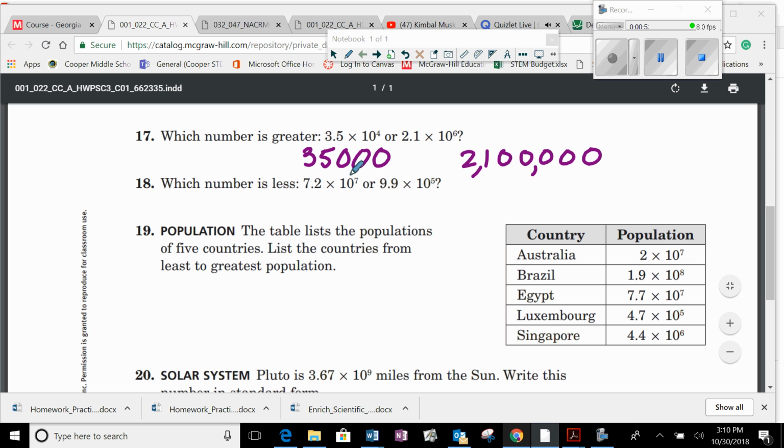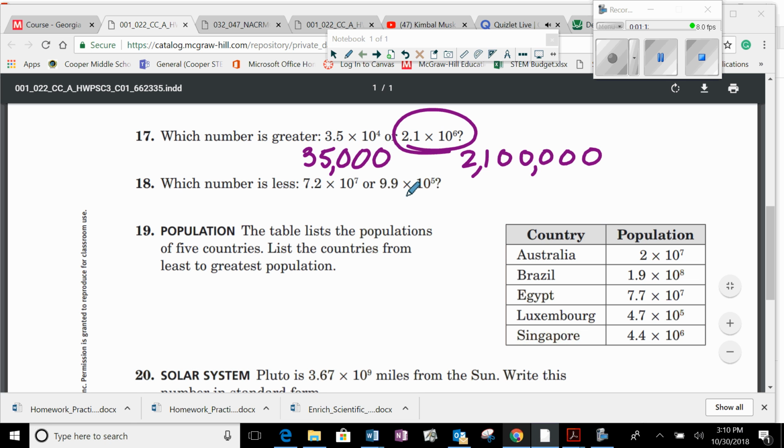Well, which one of these numbers is bigger? 2,100,000 is bigger than 35,000. So that means this number is bigger because we multiplied by more tens. 10 to the 6th power is bigger than 10 to the 4th power.